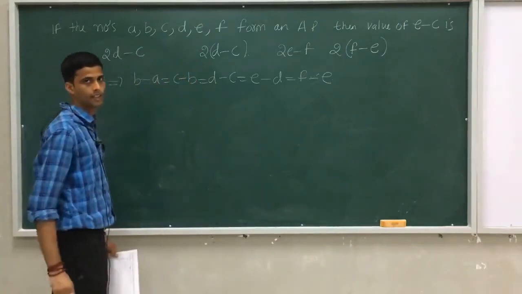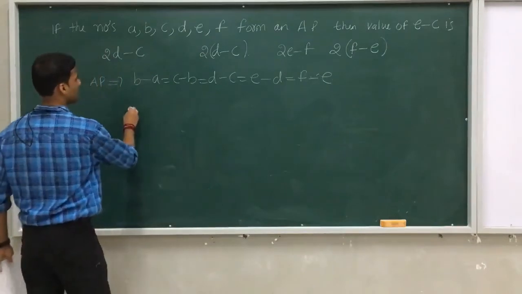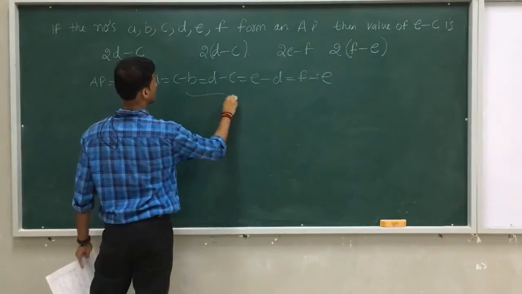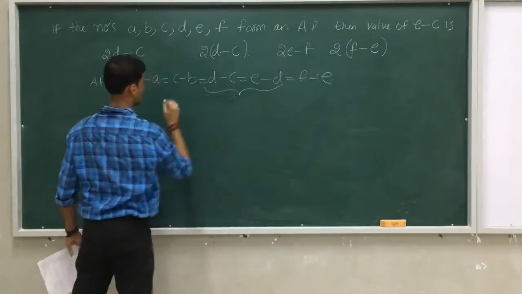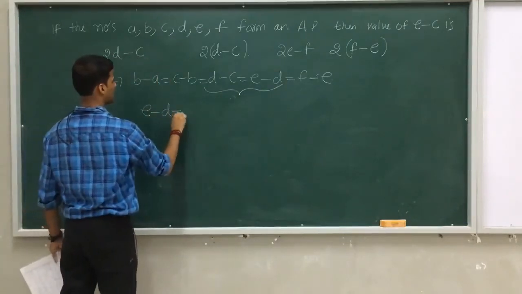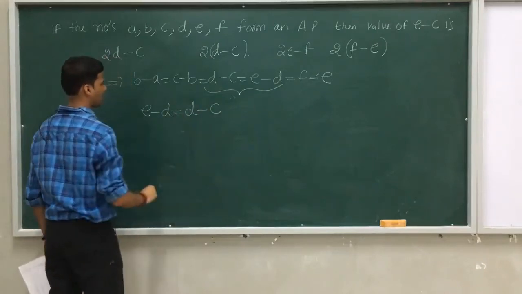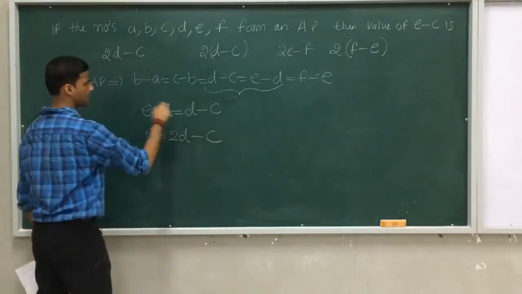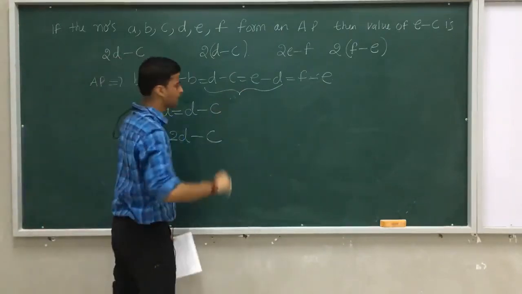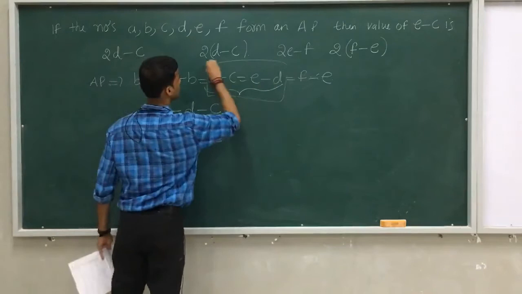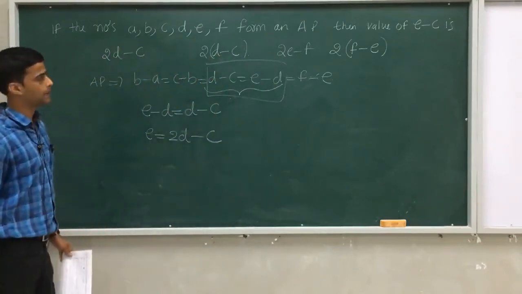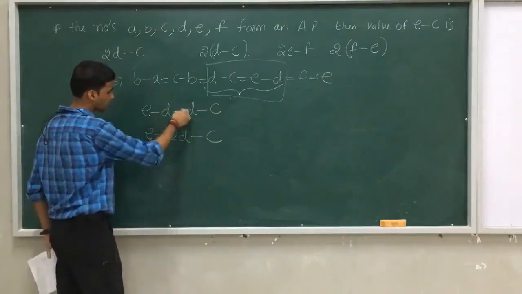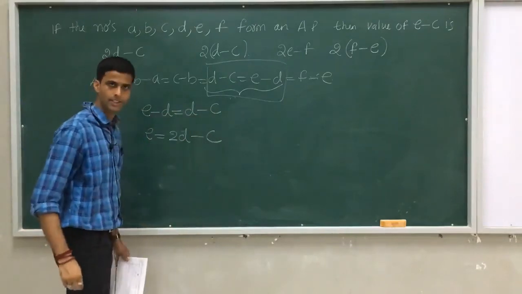Nothing is given. So what we will do here is, I will take this thing for my calculation. E minus D is equal to D minus C. You can say E equals 2D minus C, right? In this whole expression, I have considered only this much because I am in search of E minus C. So E minus D equals D minus C means E equals 2D minus C, right?